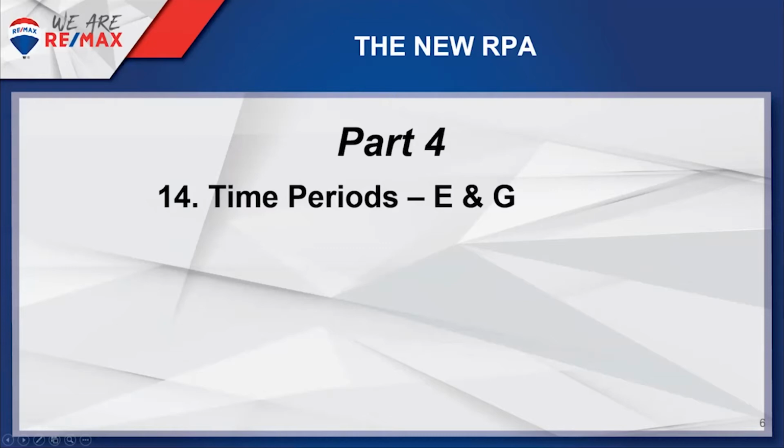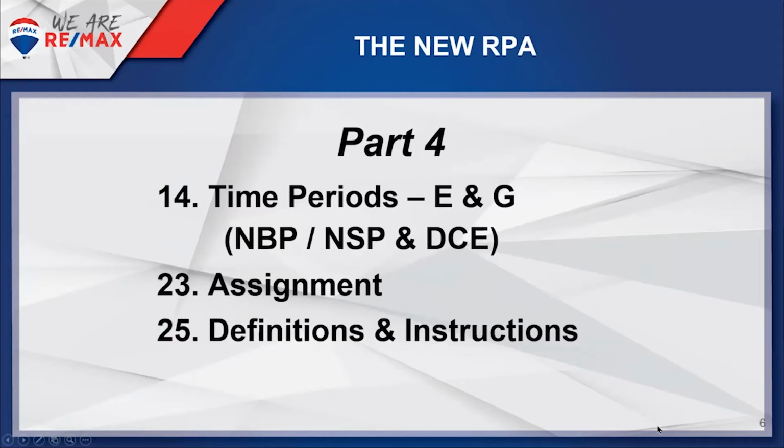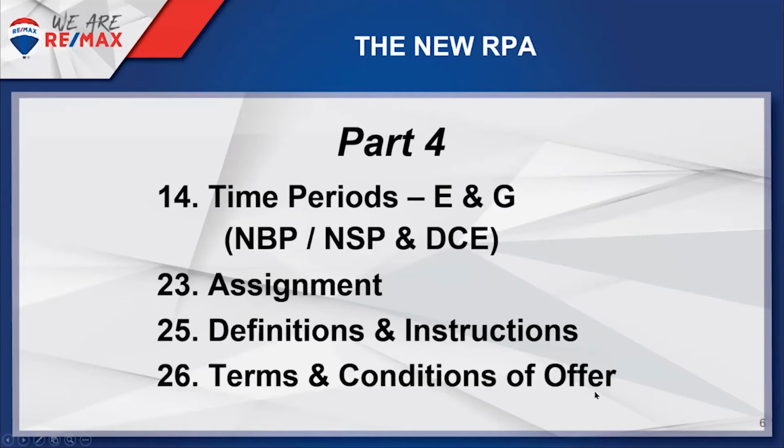There's a very helpful change to paragraph 14, subparagraphs E and G. We'll talk about that, and that's where it talks about the notice of buyer to perform, notice of seller to perform, and the DCE, the demand to close escrow. Then we're going to talk about paragraph 23. That has been substantially changed. Definition and instructions is very, very new. Some of the things in there are new. There was always a definitions paragraph in the RPA, but there's quite a bit of new information there.